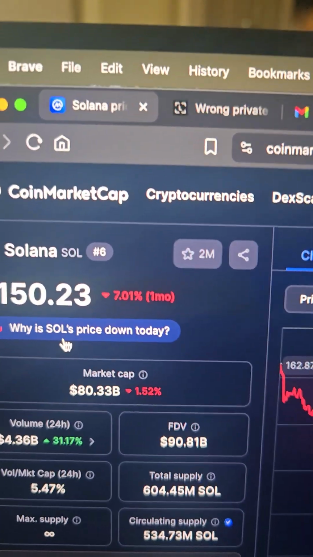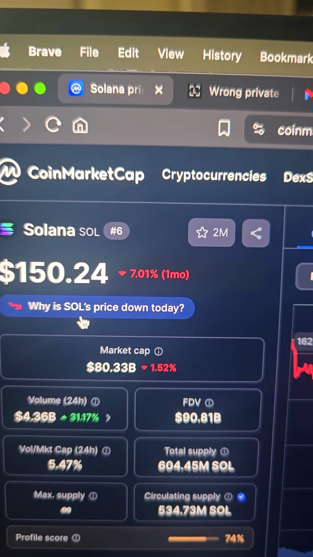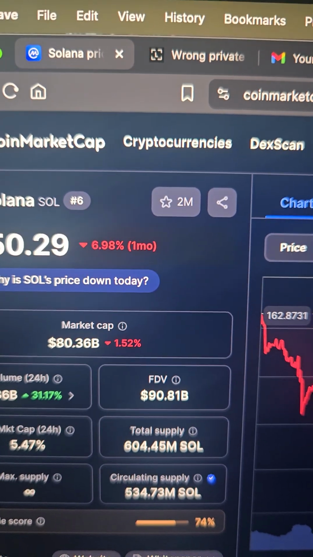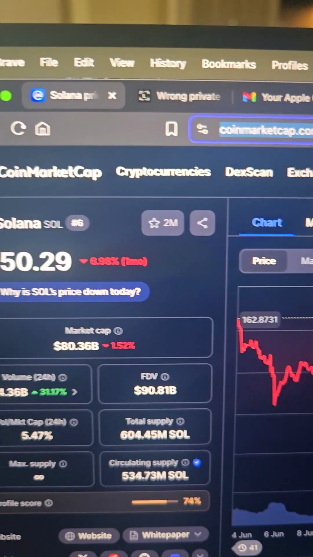This is the network, okay? So just like the Bitcoin network, this is a different network. This is the Solana network, okay? I'm gonna show y'all.